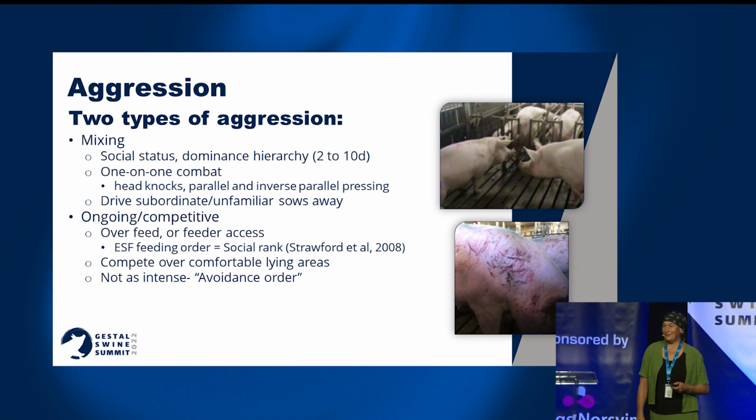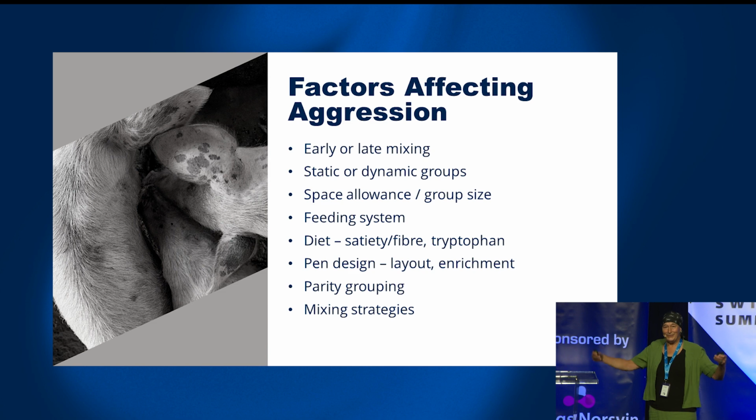So factors affecting aggression. Of course, there are a multitude. Do we do early or late mixing? Is that going to influence aggression? The dynamic or static grouping systems? What is the space allowance or the group size? The feeding system, obviously, the diet, satiety, fiber, tryptophan has been tried, serotonin precursor.